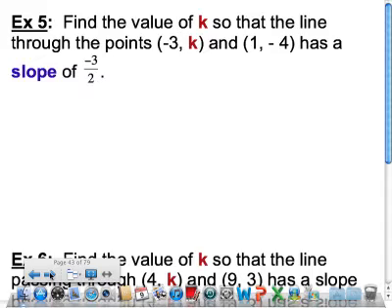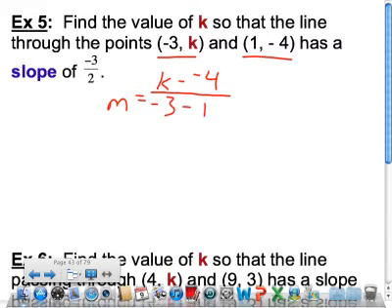All right, example 5 says find the value of k. So the line through points -3 comma k and 1, -4 has a slope of -3/2. In other words, change in y, so here are my 2 points. If I find the slope there, the change in y would be k minus -4 over change in x. And we know what the slope is. The slope is -3/2 equals k plus 4 over -4.